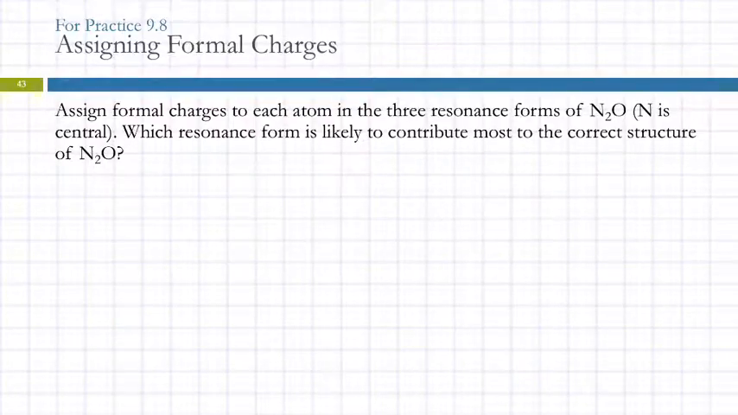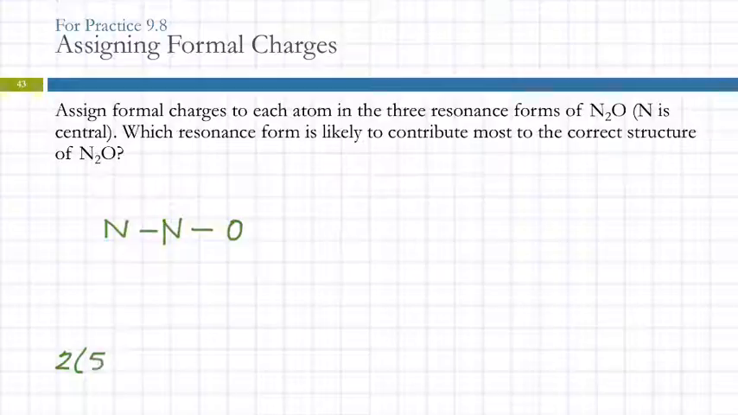Assign formal charges to each atom in the 3 resonance forms of N2O. Nitrogen is central, they tell us. Which resonance form is likely to contribute most to the correct structure of N2O? Well, we're told that nitrogen has to be in the middle, so there must be a nitrogen on one side and an oxygen on the other. Doing the valence electrons, we've got 2 times 5 plus 6 for the oxygen, I believe that's 16.